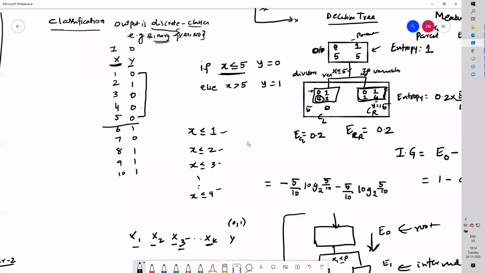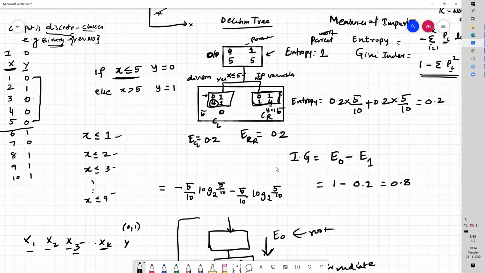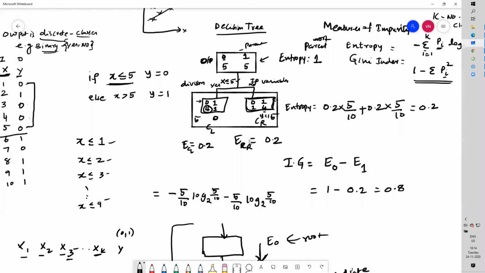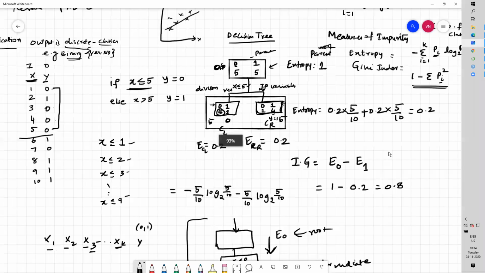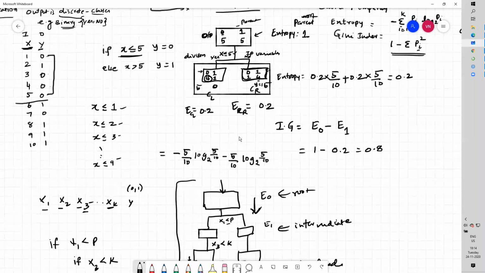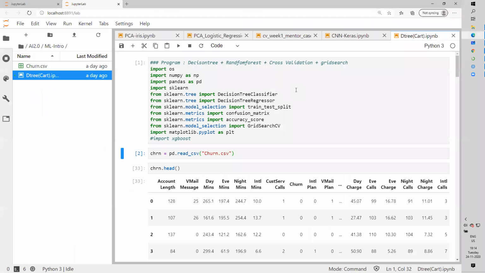So if you see this example, there is a lot of calculations happening. For one variable itself, I had to do so many calculations. Imagine if I have 10 input variables and one target variable, how many calculations have to happen in generating this? It's practically impossible to do these types of learnings with a manual process, right? So that is where programming languages like Python and R come to our rescue.